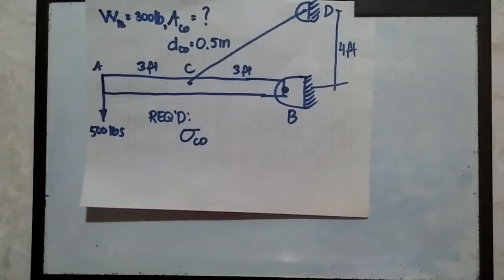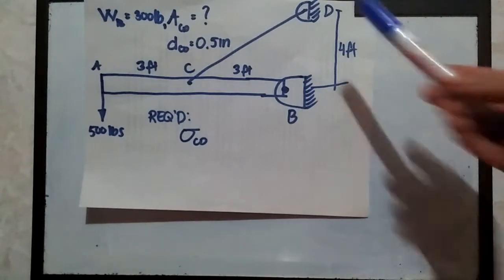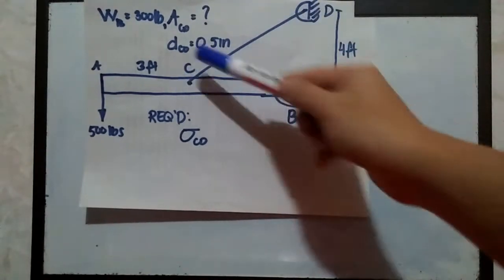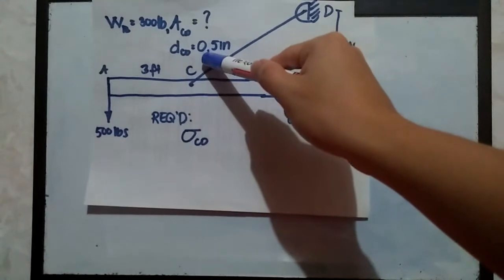We have here another sample problem for determinate beams, or rather determinate structures. We are tasked to solve for the axial stress on member CD. And member CD is a cable having a diameter of 0.5 inches.